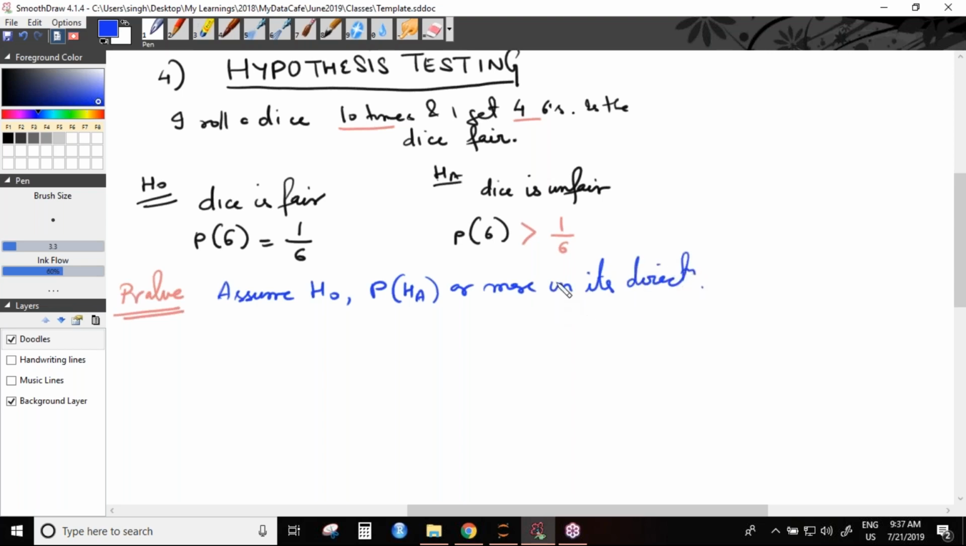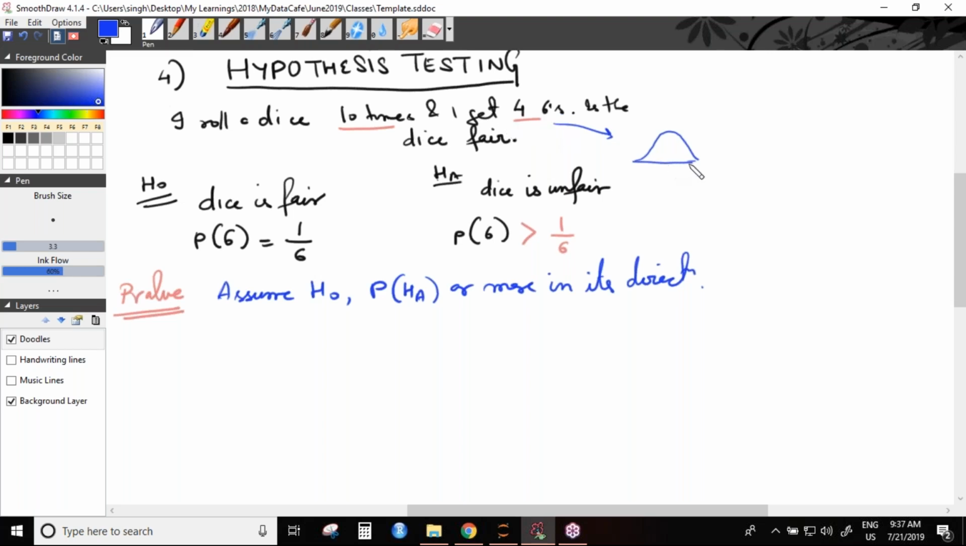Okay, what is its direction? Here the alternative tells you that the probability of 6 is higher than 1 by 6. That means it might be greater than this, so your chances of getting heads will be more. Now this will follow a normal distribution. Why it follows a normal distribution, we will discuss today.